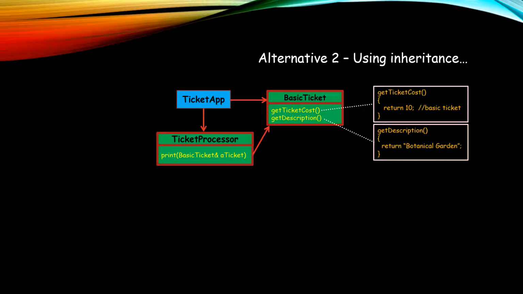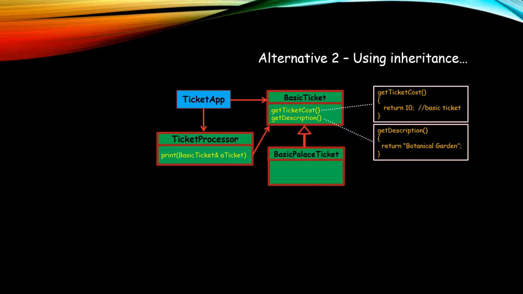Now when we introduce Palace Tour, we will not modify basic ticket class. Rather, we will inherit from basic ticket. Let's call this subclass Basic Palace Ticket. This means Basic Palace Ticket includes functionality for basic ticket as well as the Palace ticket.